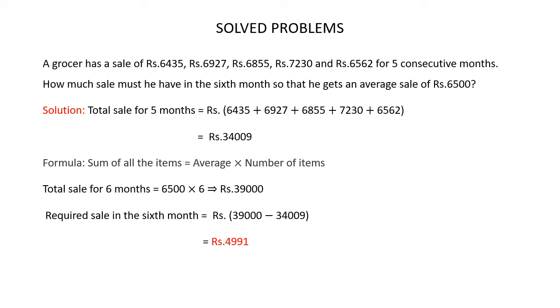We know that the total sale for 6 months is 39,000. The total sale for 5 months is 34,009. So the required sale in the 6th month is 39,000 minus 34,009, which is 4,991. So the sale in the 6th month is rupees 4,991.